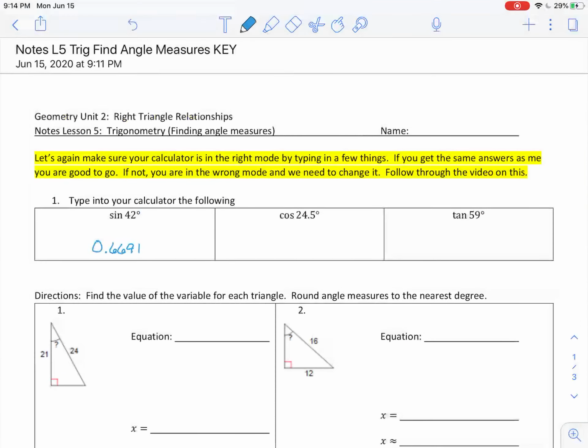So again, just to make sure that your calculator is in the right mode and ready to function properly, I'm going to type in cosine of 24.5. If you type it in with me, you should be seeing 0.90996. And tangent of 59, you should see 1.66427. So make sure your calculator's in the right mode because it is essential.